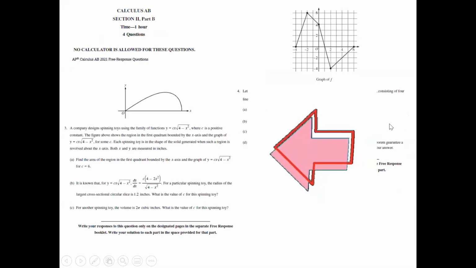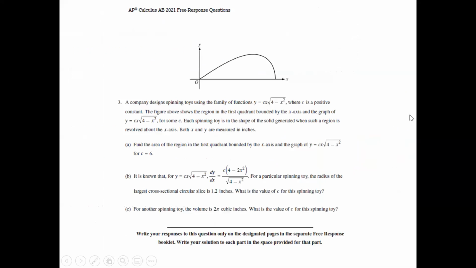All right, with that said, I'm going to go over question number 3 with you because I think it looks a little bit different. We actually haven't gone over anything that's similar, but not exactly the same, as this one. So let's go ahead and take a look. Go ahead and read the question and get yourself acquainted with it.